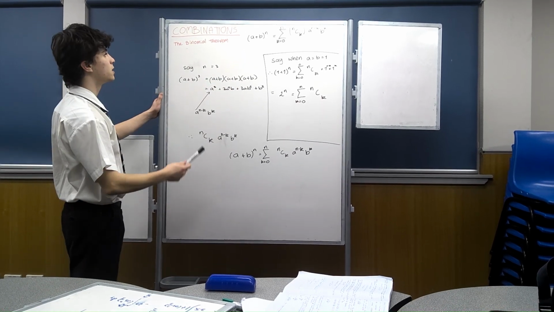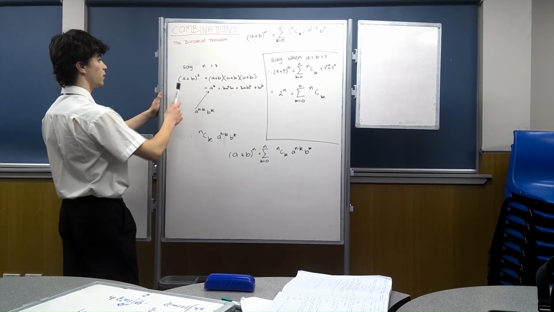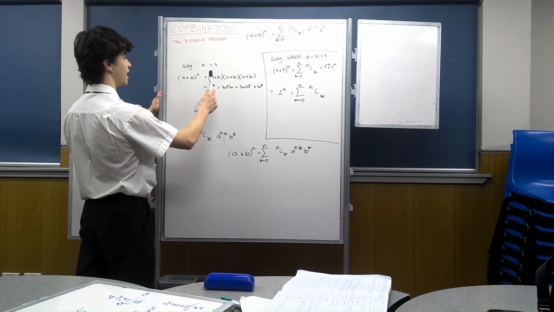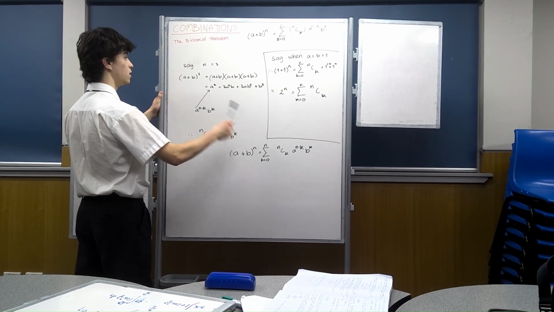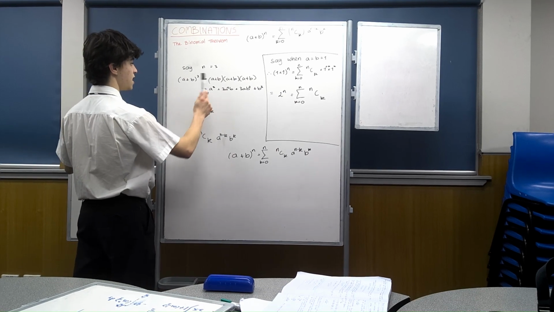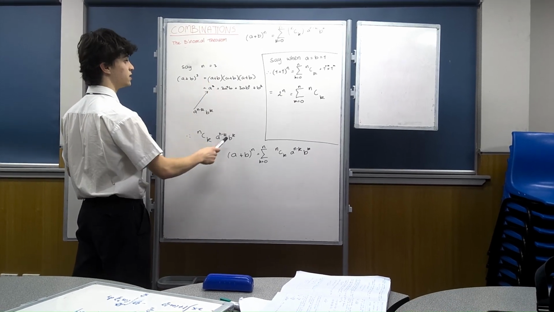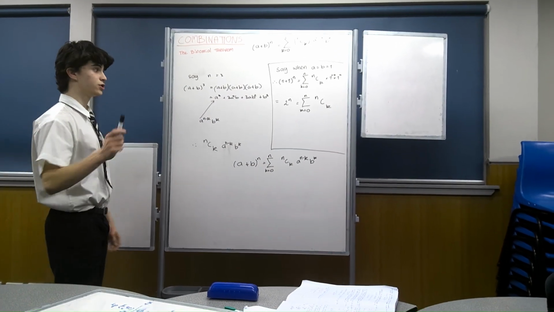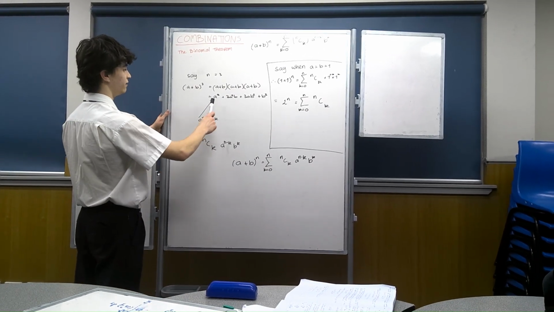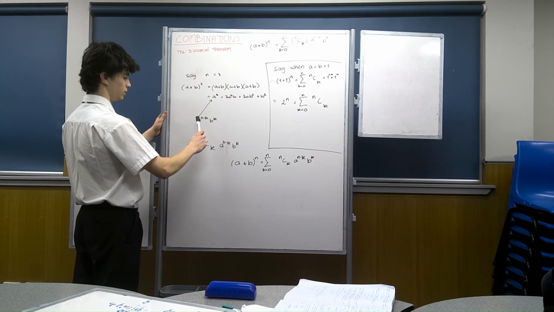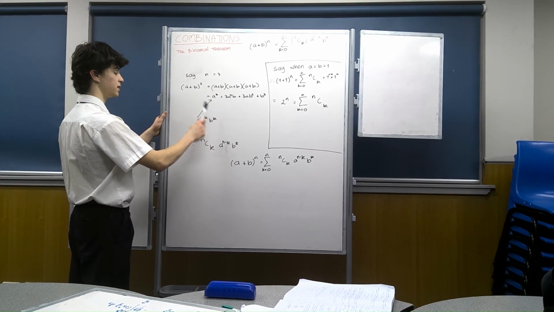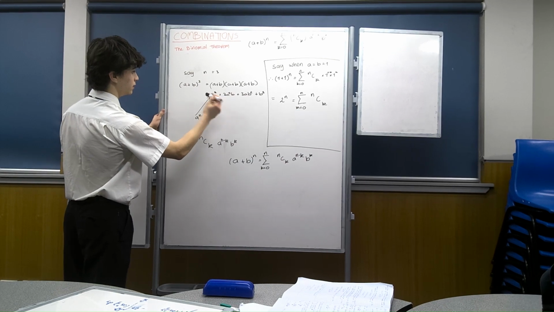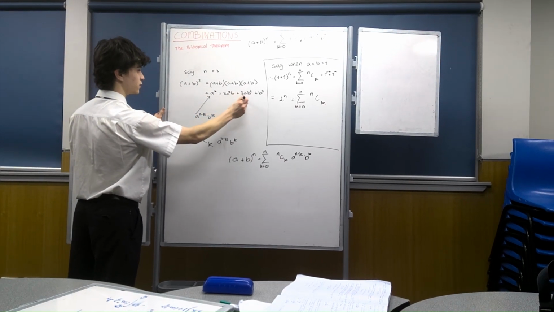How about we say n is equal to 3? We're going to expand: (a plus b) cubed is equal to (a plus b) times (a plus b) times (a plus b). When we expand this it gives us a cubed plus 3a squared b plus 3ab squared plus b cubed. For each term in this equation, we have a to the (n minus k) times b to the k, where this is the 0 term, first term, second term, and third term.